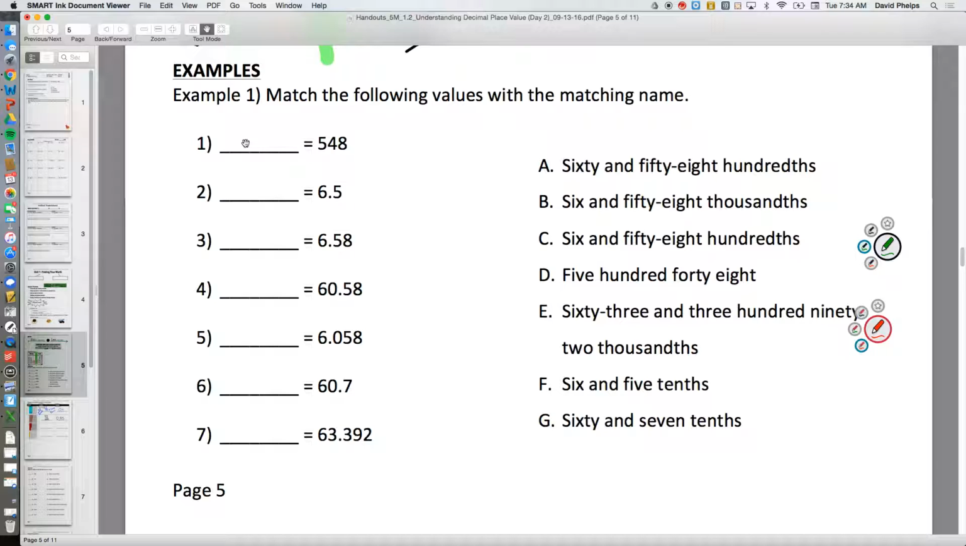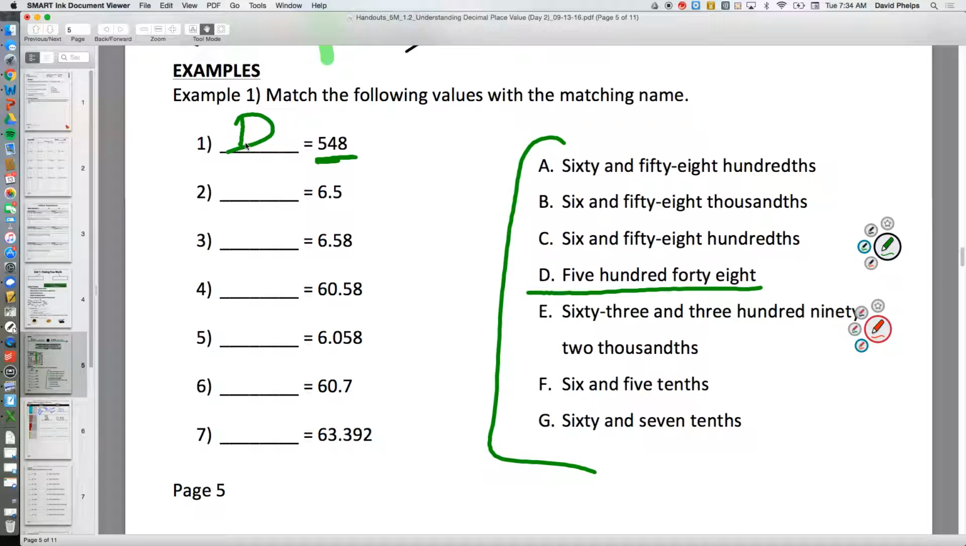So number 1, this is the value 548. There's no decimal point, so I'm not going to say and, I just say 548. Take a minute and see if you can find that option on the right side. Do you see it anywhere over here? If you said it's option D, you're correct. Put a D in number 1, and let's actually cross off D to stay organized. We can't use that one again.